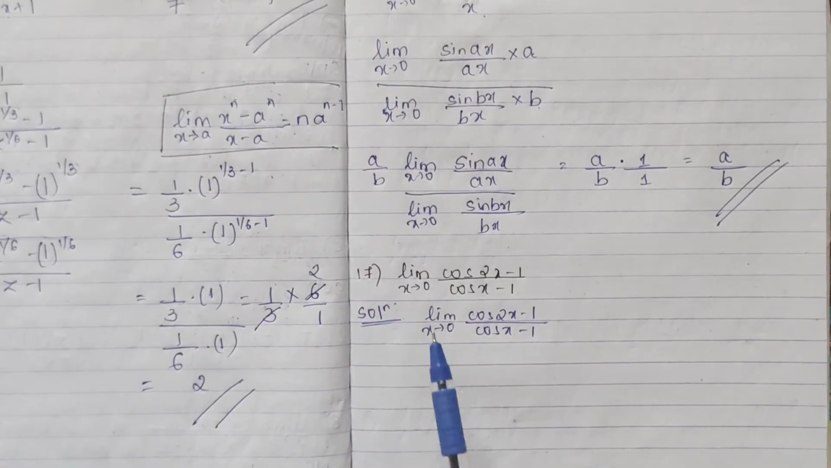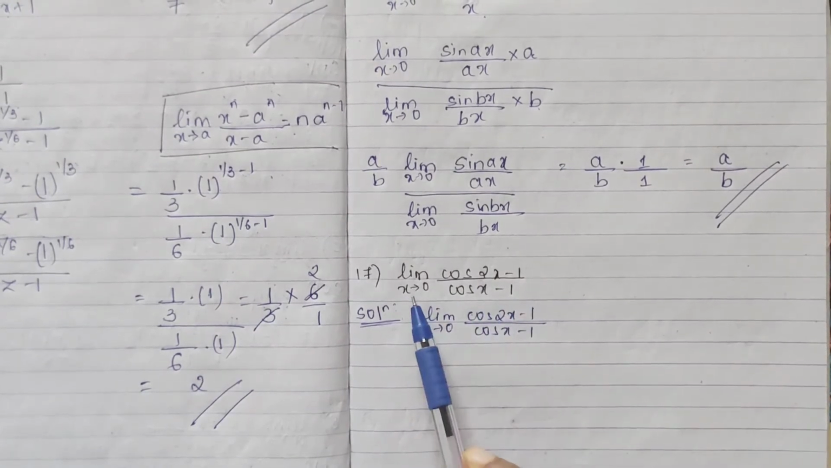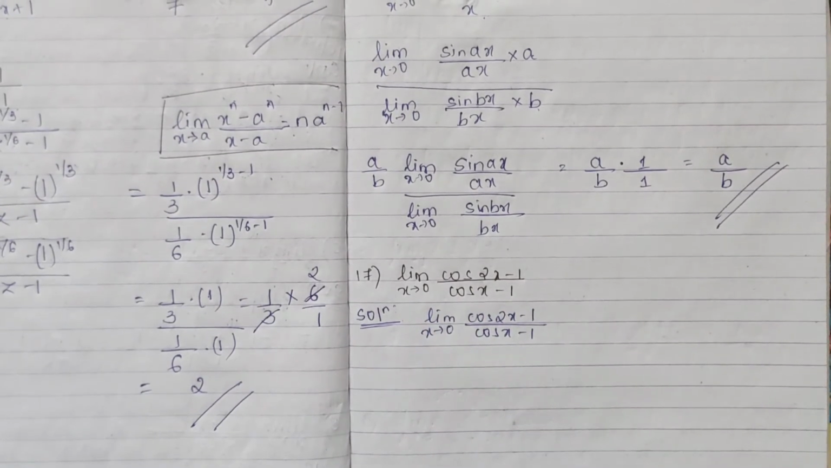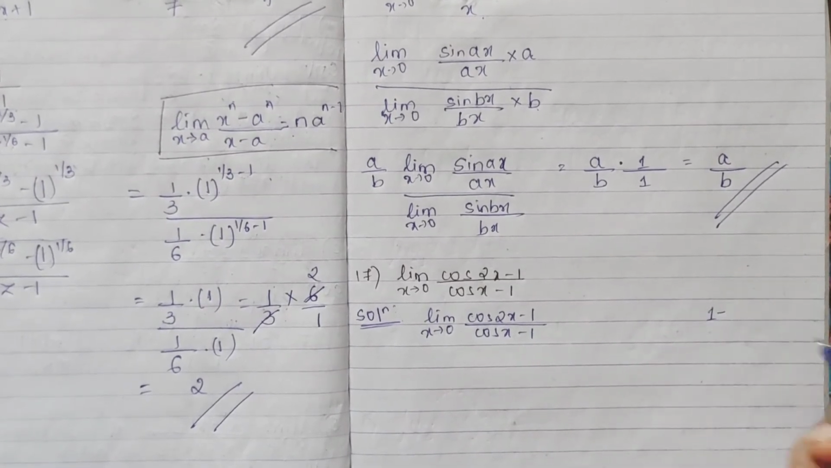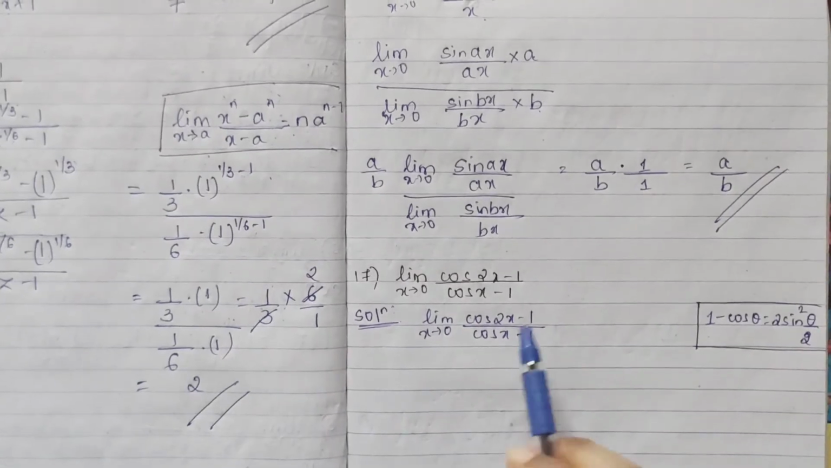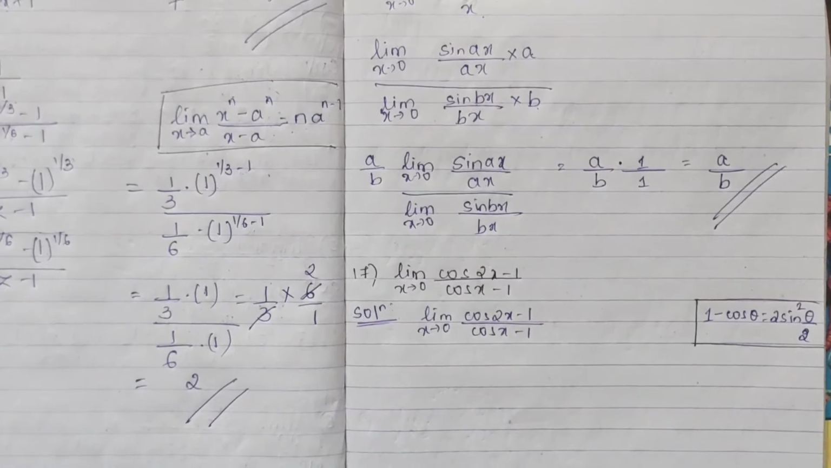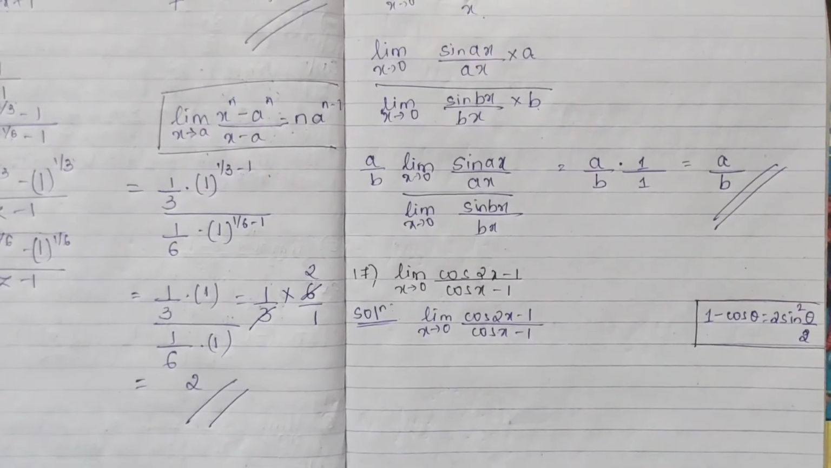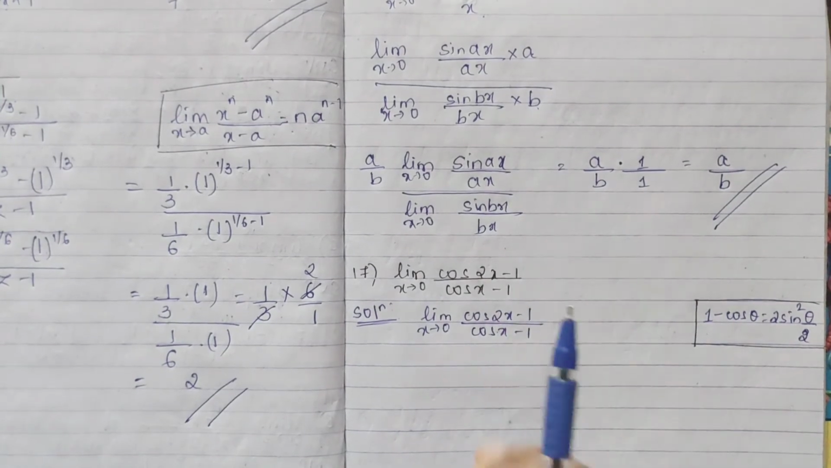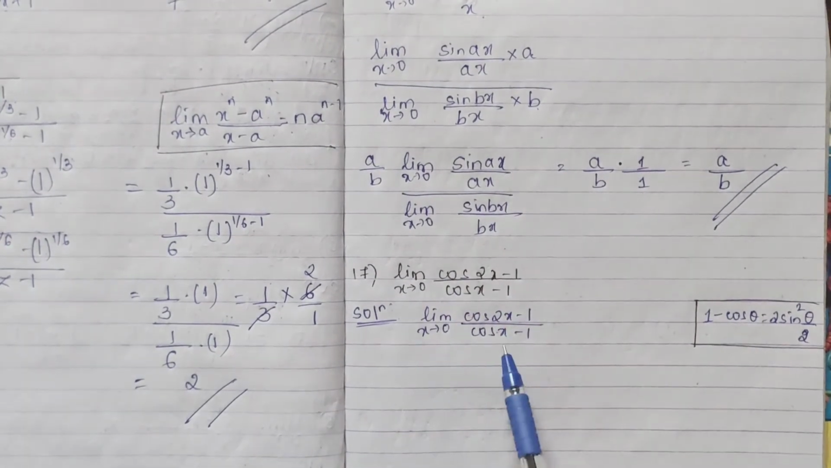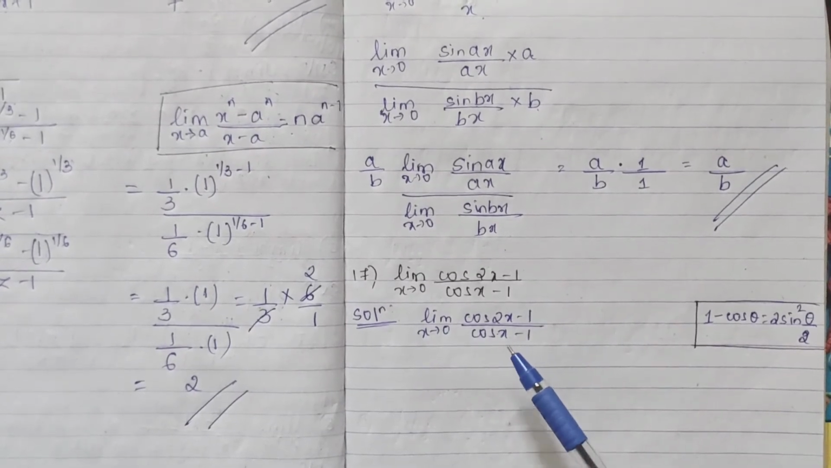Next question, 17th one: limit cos 2x minus 1 divided by cos x minus 1 as x tends to 0. Important question. When it is in the denominator, first we check that our denominator should not make 0. If it is making 0, then we try to modify it, we use the formula. In the same way, here cos 0 is 1, so you will get the denominator as 0 itself. So you have to use your formula.